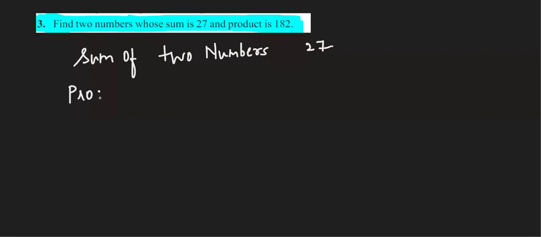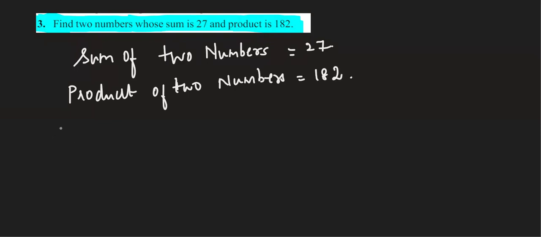Given is, find two numbers whose sum, that is when I add the two numbers, the sum of two numbers is 27. So when I add the two numbers, I'm getting 27, okay? And the product is 182. That is when I multiply the two numbers, I'm getting the product of two numbers as 182. So these are the two pieces of information given in the question.